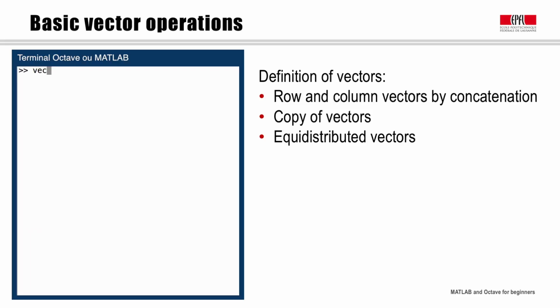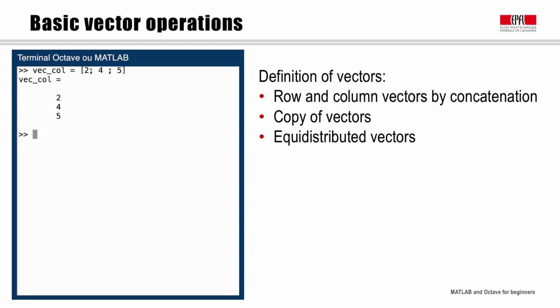You can define vectors, for example, column vectors. So vec_col equal, and then I have to use the brackets as we've seen before, and we separate each entry by a semicolon. And then I hit enter and I see my column vector.